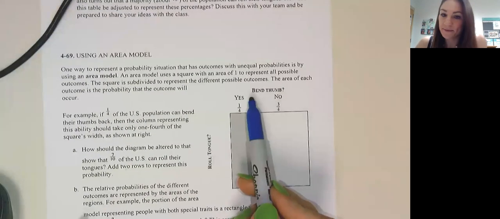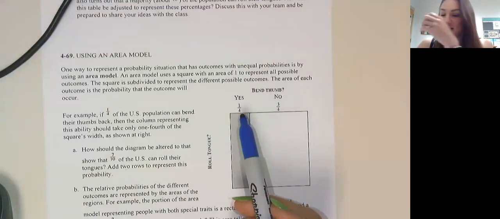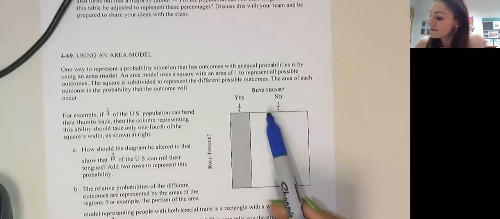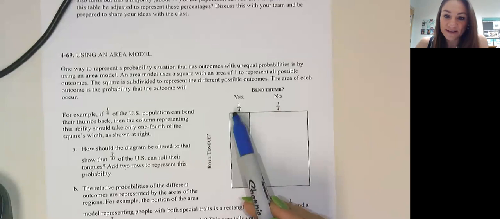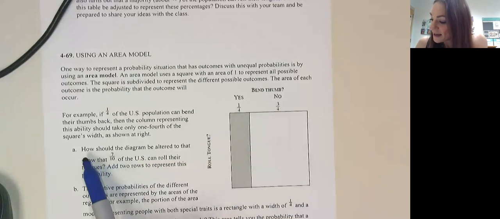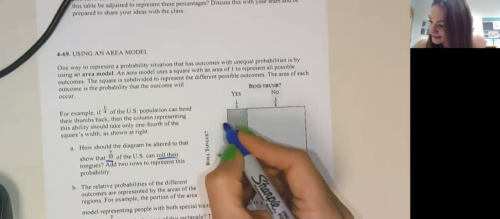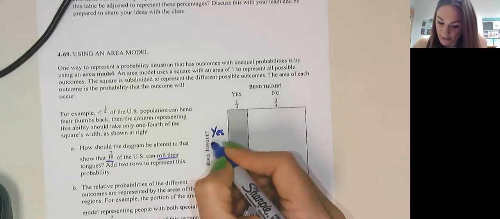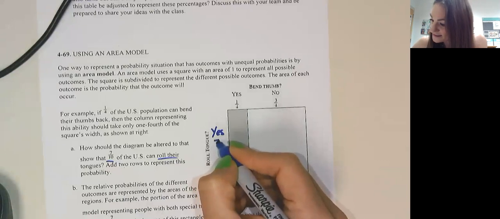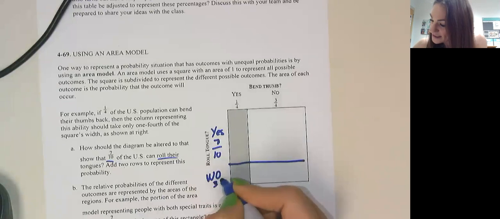So here we have the probability of bending our thumb is actually only 1/4 of the population can do that. So notice that instead of dividing it right down the middle, we slid the yes over to show it's a little bit smaller. So what's the probability if 7/10 can roll their tongue? So 7/10 can. So yes would be 7/10, then no would be 3/10.